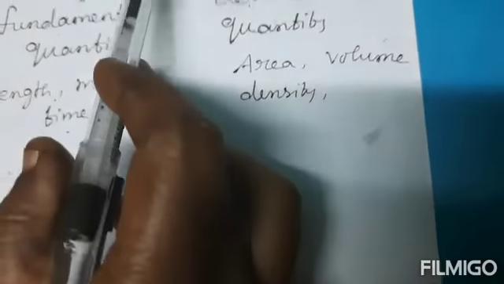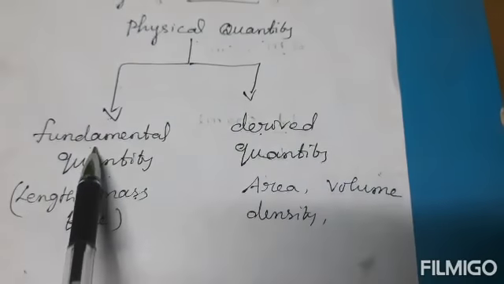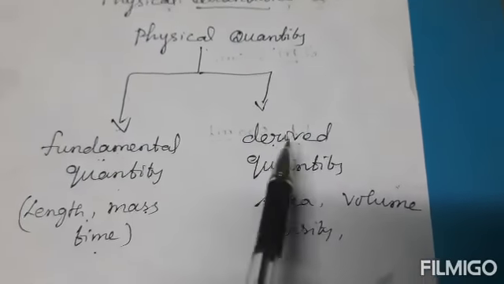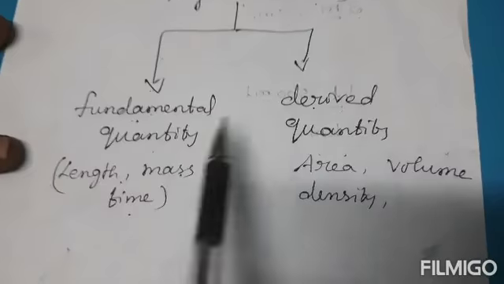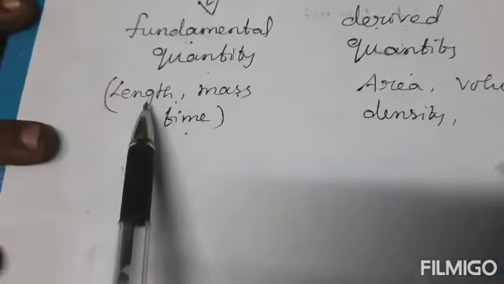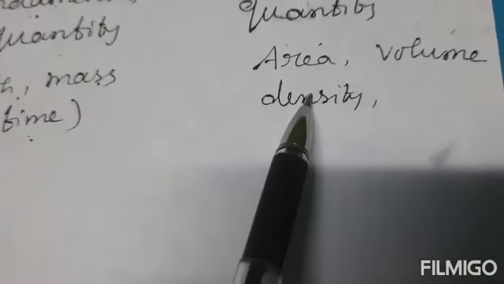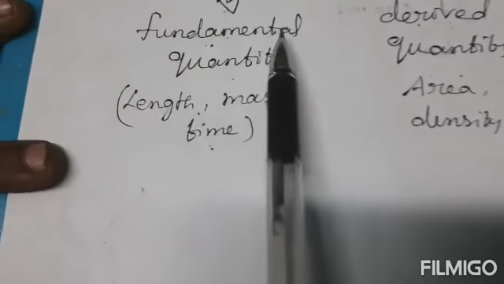Okay. Now, physical quantities are classified into two types. What are they? Fundamental quantities and derived quantities. Now, we can see the example for fundamental quantities: length, mass, and time. What is the example for derived quantity? Area, volume, and density.